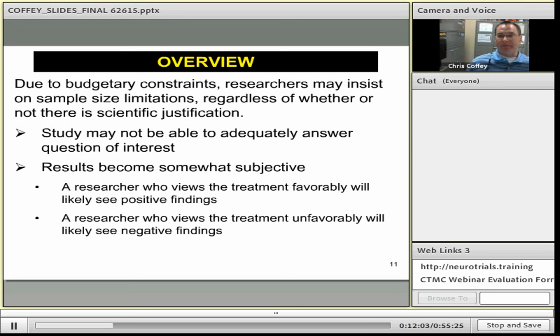So if someone is convinced that the intervention works, they can look at a set of data and see a complete story for why that data supports the hypothesis that the intervention works. Someone else who thinks that the intervention doesn't work could look at the same data and come up with an equally compelling story for why it didn't work. And researchers are really, really good at that. We can explain anything after we see the data.